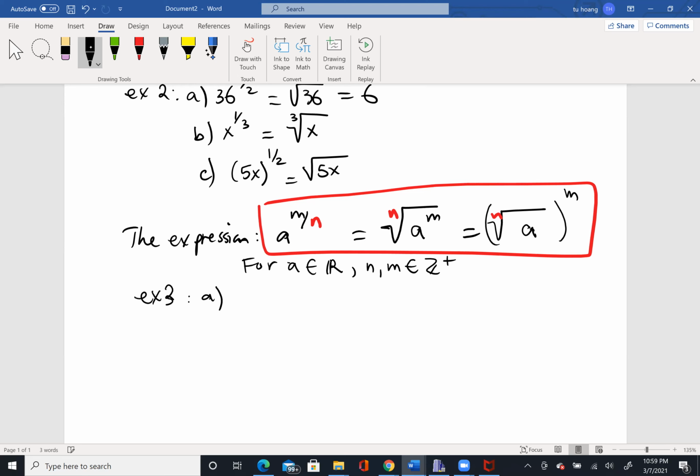Say 2 to the power 3/4 will be rewritten as the root, where the index is the denominator 4, right, of 2 to the power 3, right? Another way is the fourth root, with everything to the power 3, everything to the power 3, right?